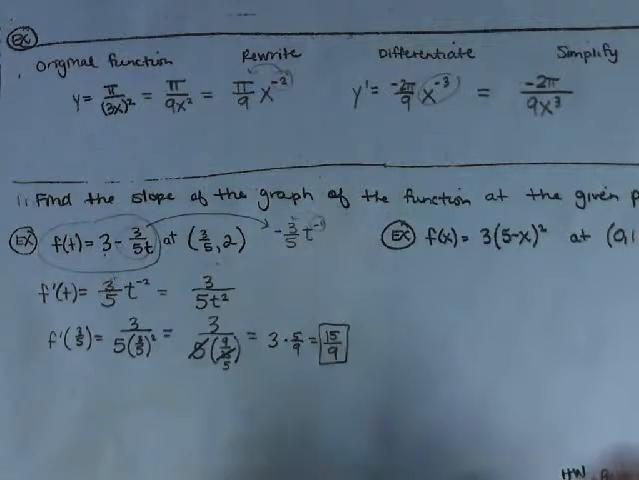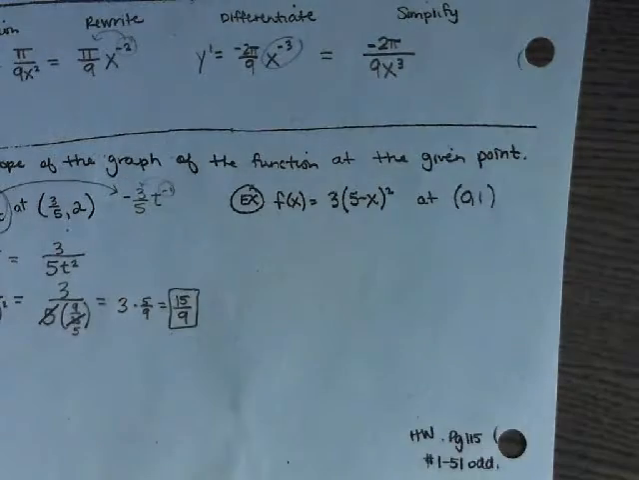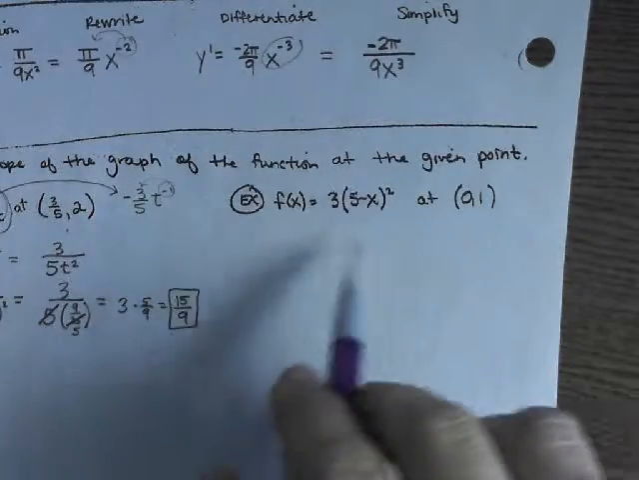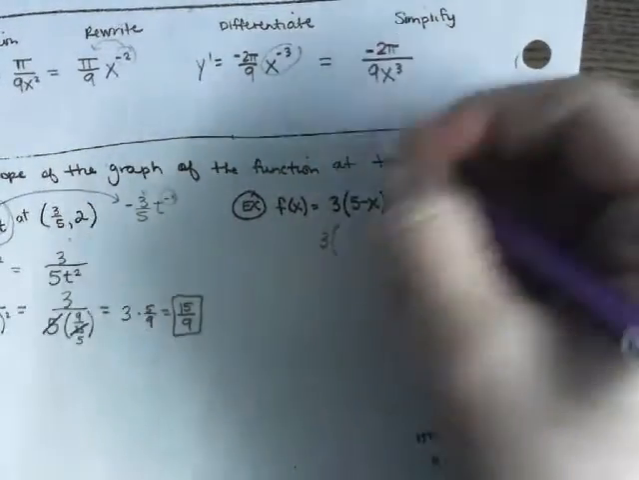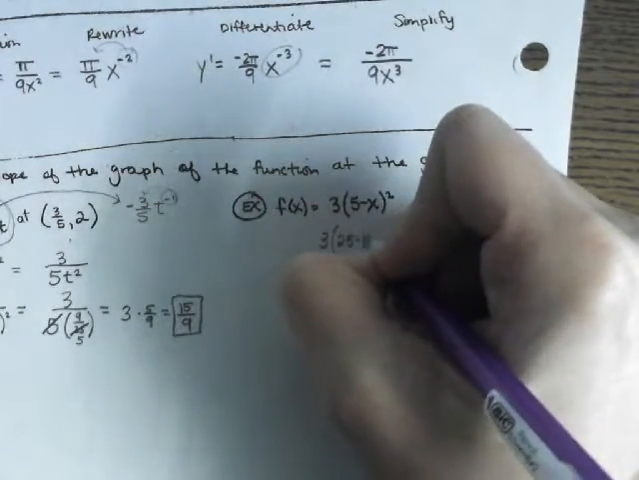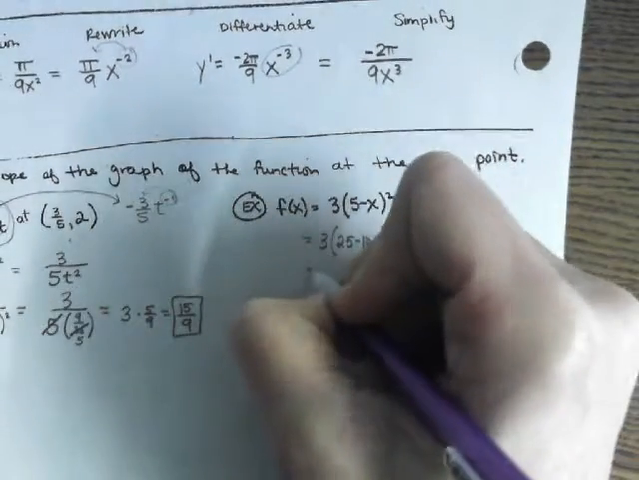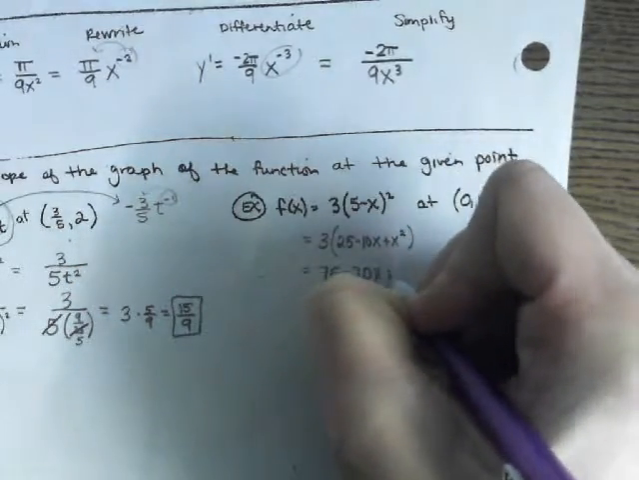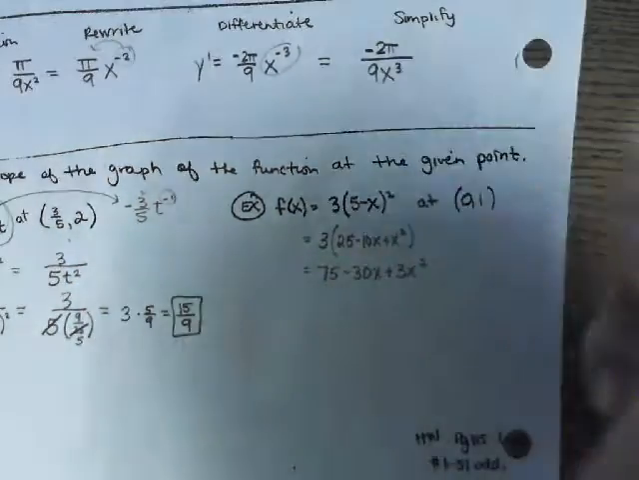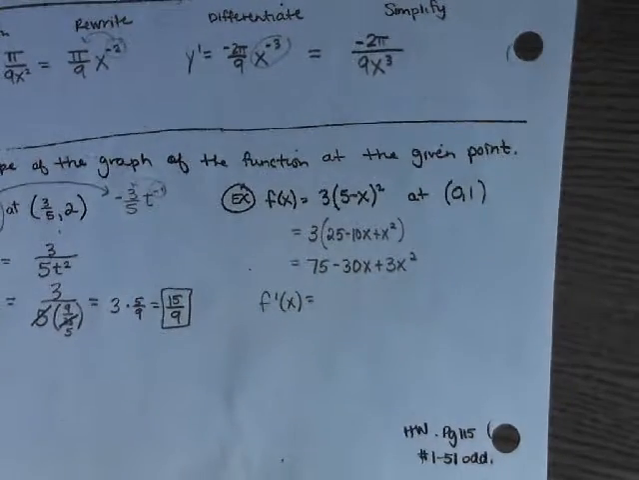And on the last one, we're going to want to simplify this out first. Rewrite this. So let's square the binomial. And distribute our 3. And once you do that, the derivative is fairly straightforward.